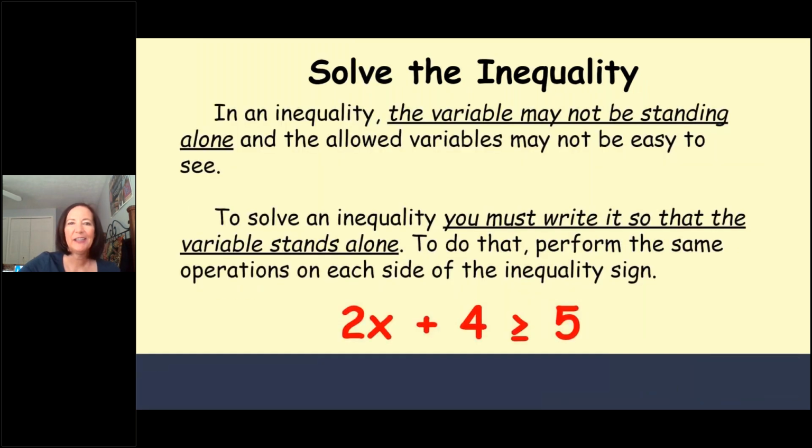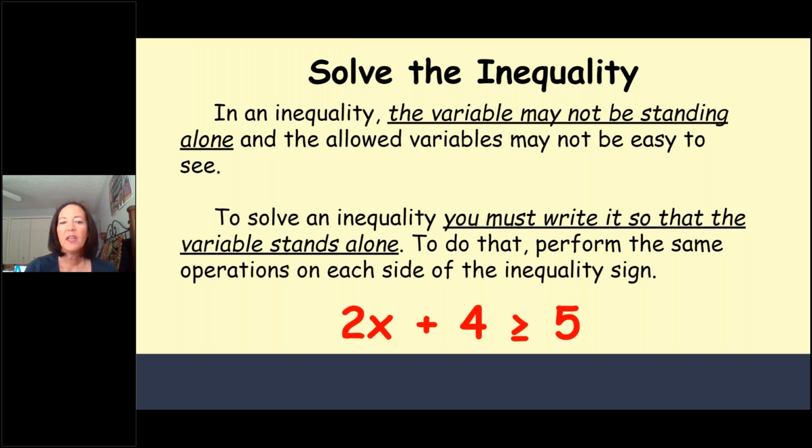Nice. Okay. Solving the inequality. This is going to get, and I'm not sure how much practice I want to do with this because it can get a little tricky. In an inequality, the variable may not be standing alone. An example of that is at the bottom of the screen. It says 2x plus 5 is greater than or equal to 5. So if you're told to graph that inequality, it is going to be really, really tough to do in this form.